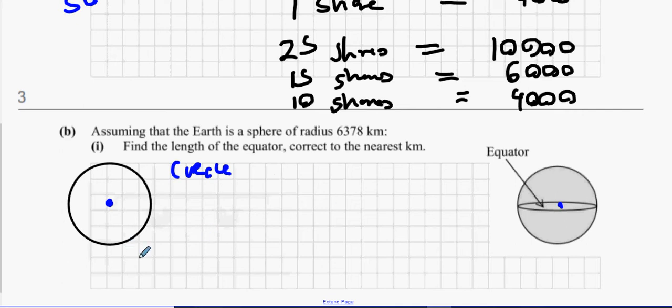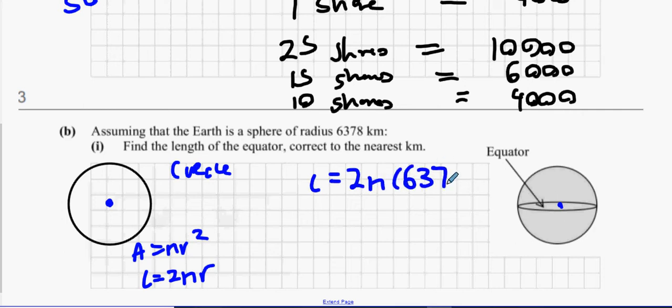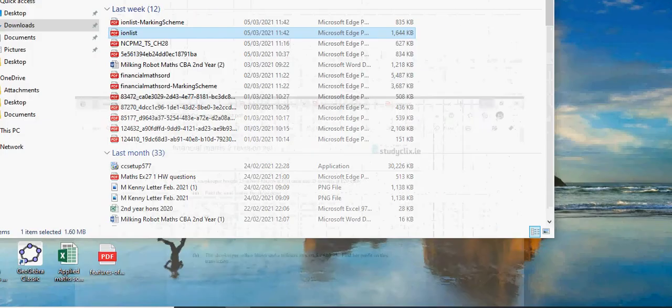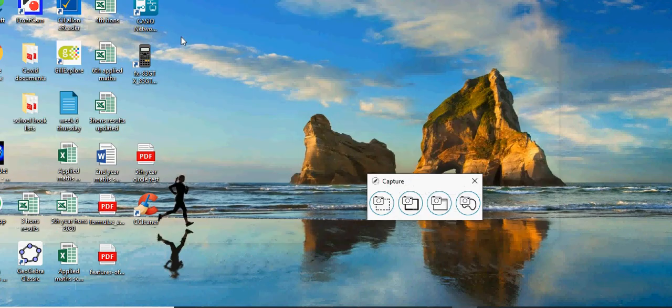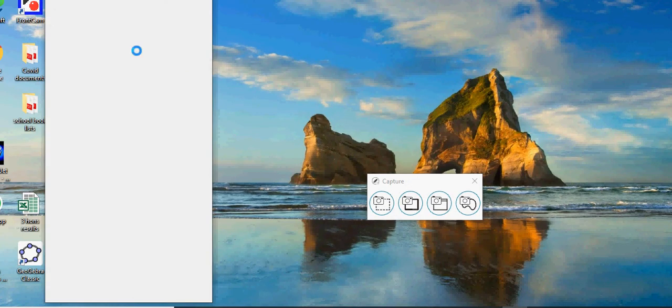Now, there's two formulas. There's A equals pi r squared and L equals 2 pi r. Which one are we using? L is 2 pi r. So 2 pi times 6,378. And what do we get? Yeah, not in terms of pi though. You want it in decimals this time, I'd say.